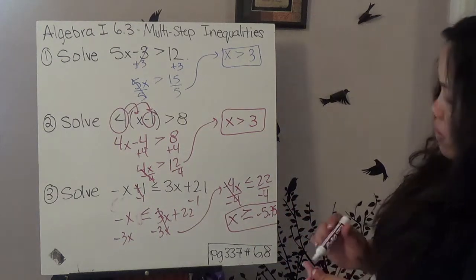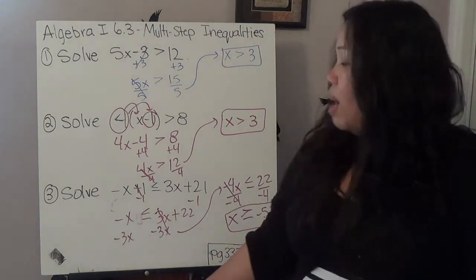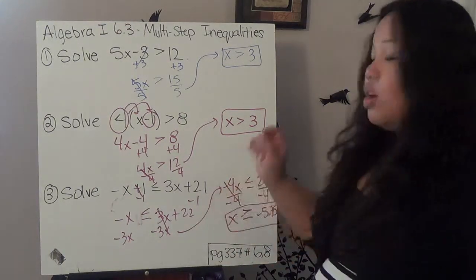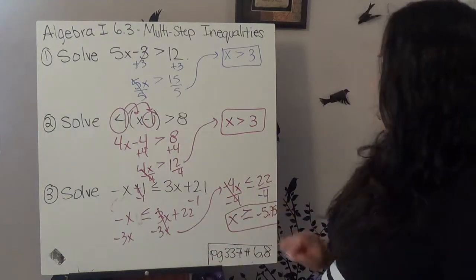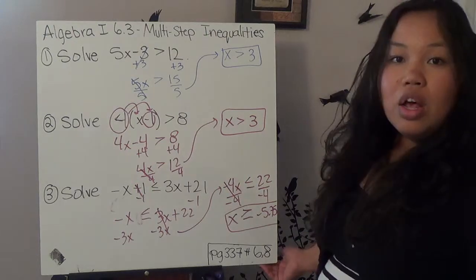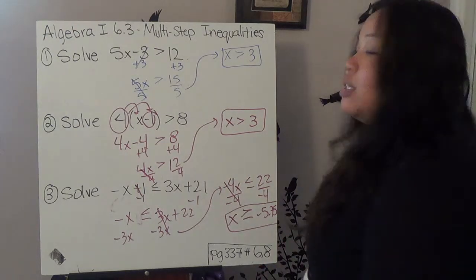And that's my answer. So these problems should be straightforward if you just keep your eye on multiplying or dividing by a negative number. Go ahead and try page 337, numbers 6 and 8, and I'll see you in class.